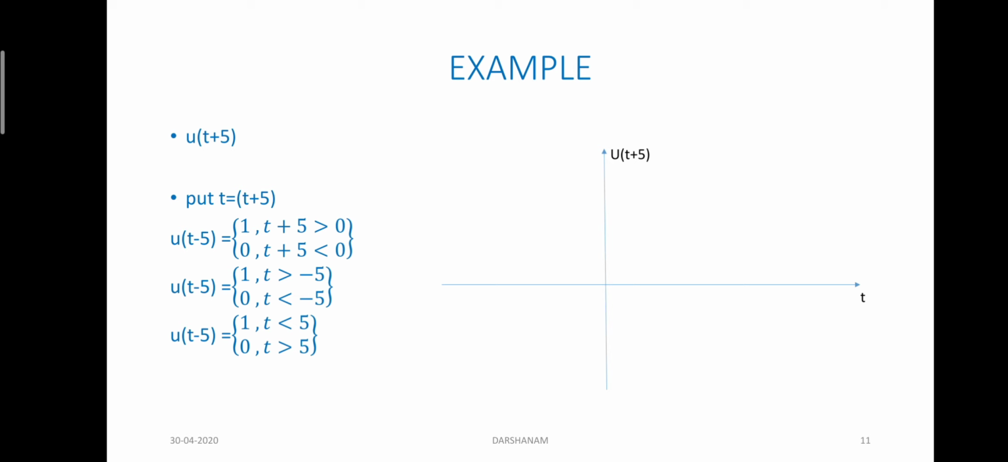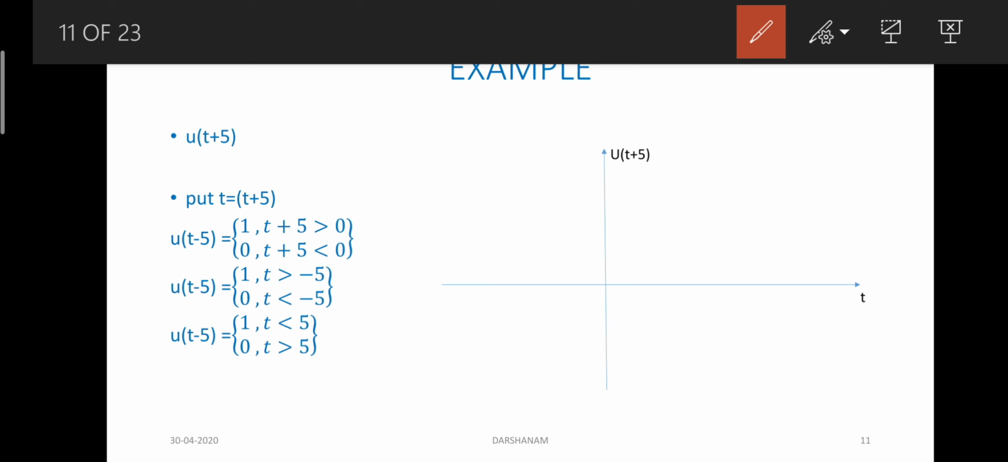Next, we can see the example of u of t plus 5. By putting t equal to t plus 5, we will get that u of t plus 5 is equal to 1 for t plus 5 greater than 0 and 0 for t plus 5 less than 0. By moving this plus 5 to the right hand side of the inequality, we will get for t greater than minus 5, the value is 1, and for t less than minus 5, the value is 0.